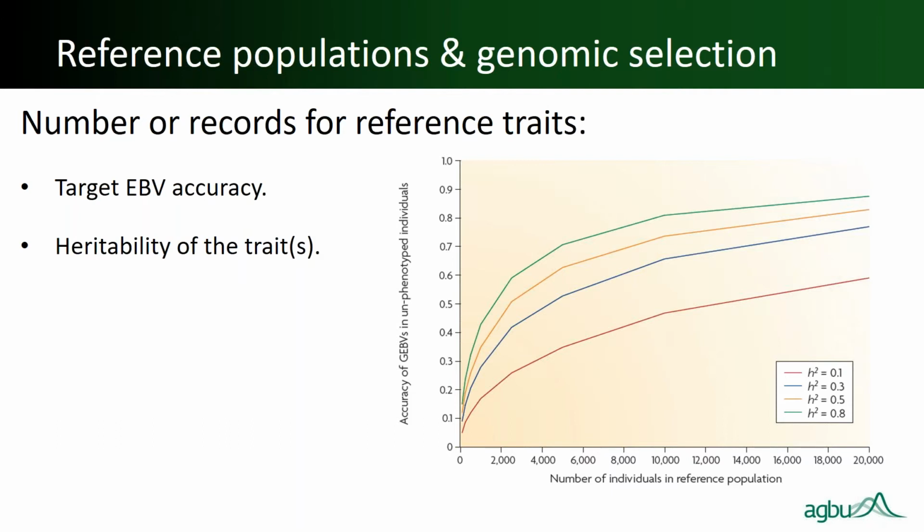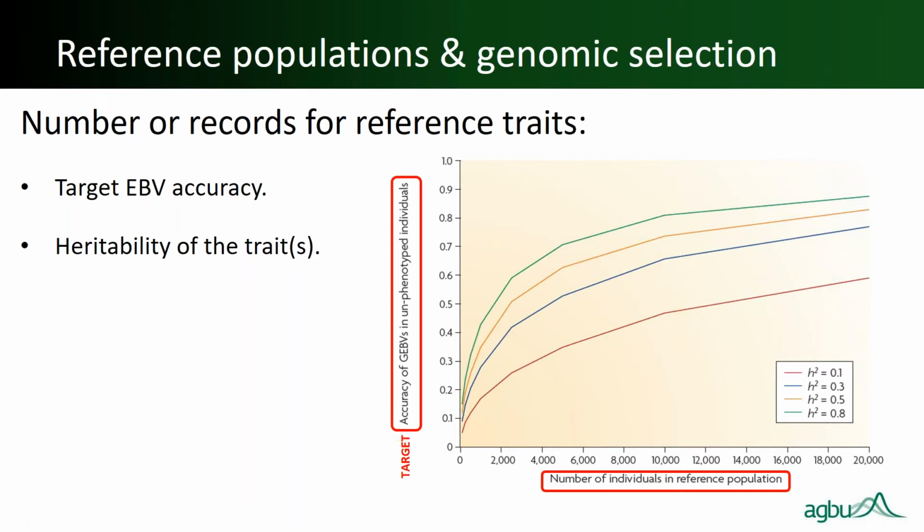It was produced by Australian scientists Ben Hayes and Mike Goddard, and has been used as a guide in this area for many years now. What it's presenting is how many animals we need in the reference population as a function of how accurate we want the resulting EBVs to be. These four lines are for traits of varying levels of heritability, going from the most heritable traits in green to the least heritable traits in red-ish.